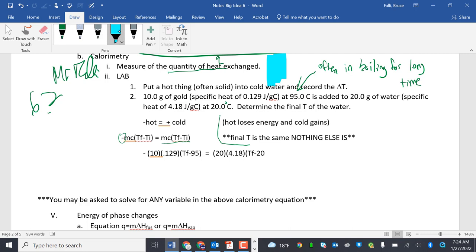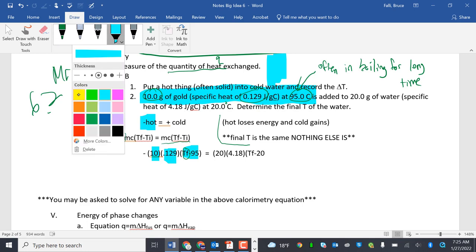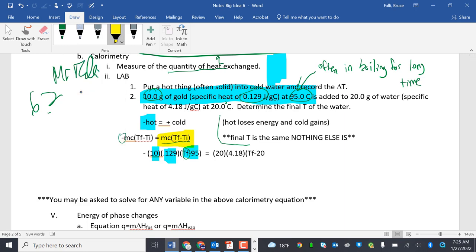So then what I did was, here's my hot thing, which was gold. So 10 grams, 0.129, and T sub F minus 95. Notice the order of the T sub F matters, the numbers for gold. On the other side, we're doing the same thing. So the mass of the water, specific heat, and it starts at 20. Oops, I forgot to close my parentheses. Okay, determine the delta T of the water.